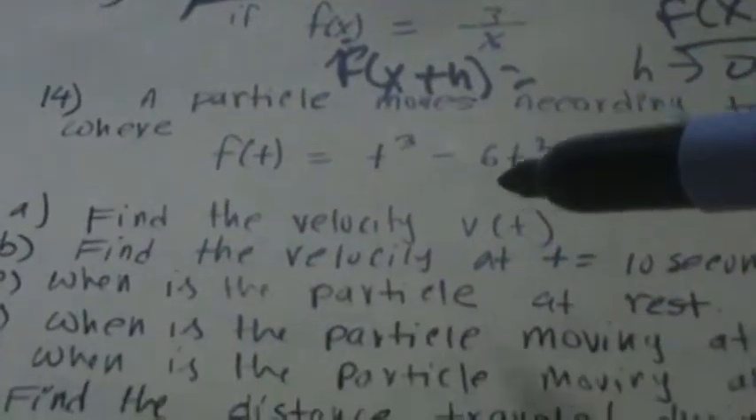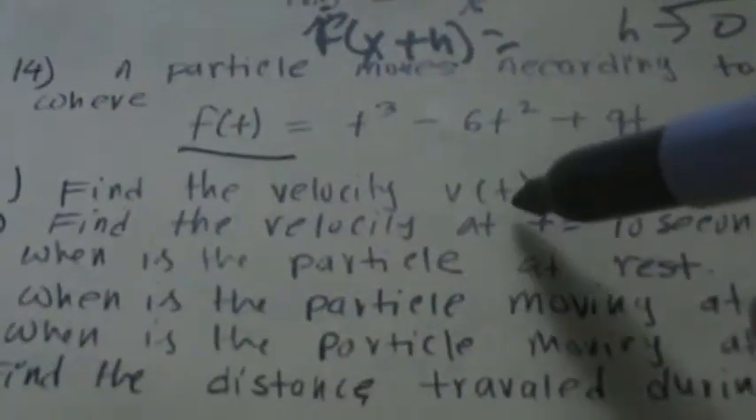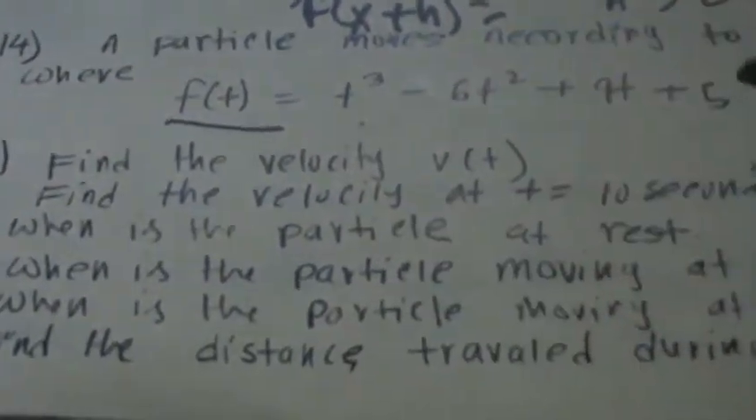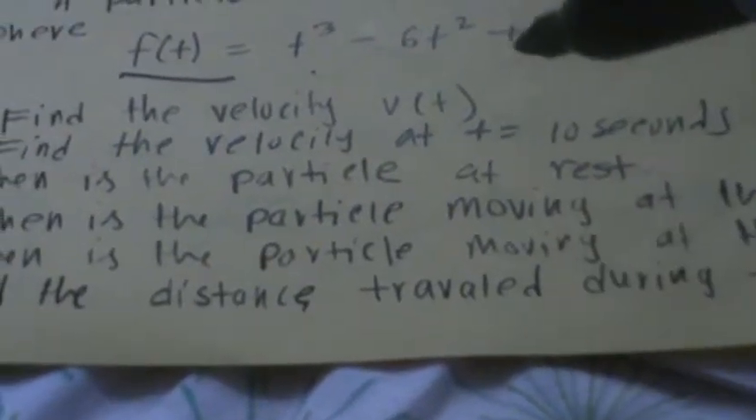Number 14. Let's look at number 14. It's one of those velocity problems. So I gave you the distance. To find the velocity, you got to find the first derivative. To find the velocity at t equals 10, just plug in 10 for t.